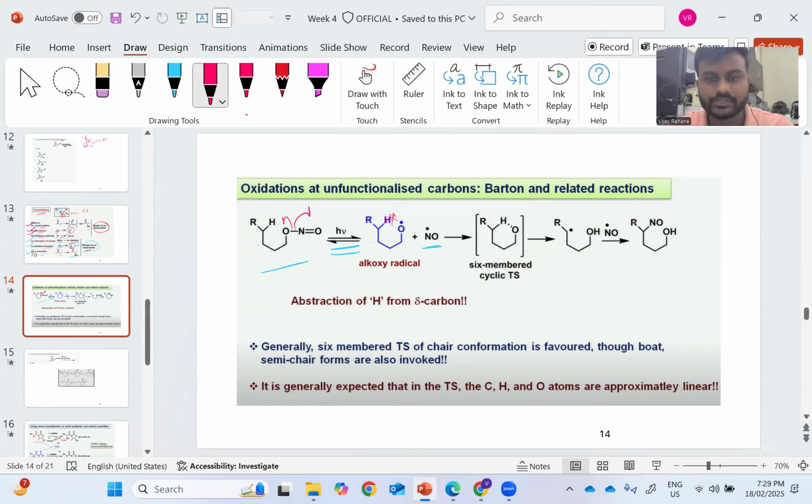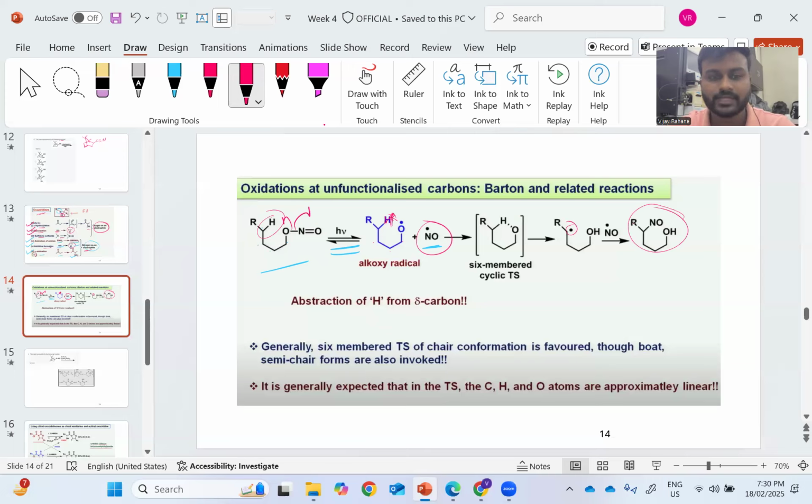So this hydrogen and this oxygen radical form a partial bond, followed by the OH bond formation, and the radical is transferred to the carbon, and this NO radical then forms a bond with it. So we get the hydroxy group formation from the unfunctionalized CH group.